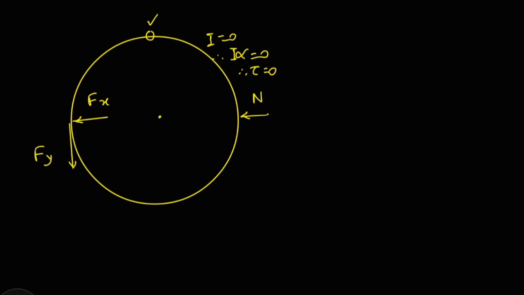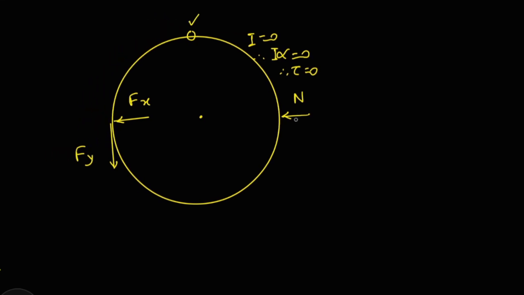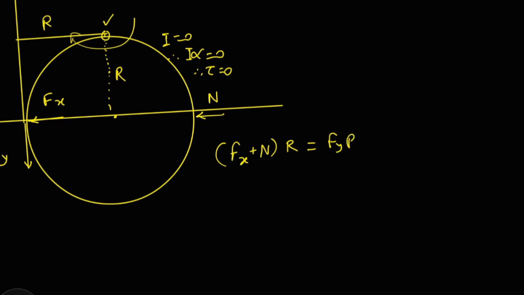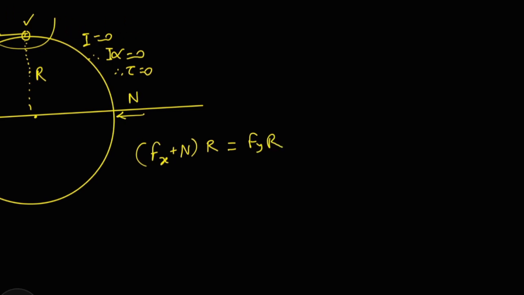So if we find torque about this hinge, then N and Fx, they are along this line, whose perpendicular distance from the hinge is r. So their torque will be Fx plus N into r, and this torque will be in this direction, and it will be balanced by the torque of Fy, and Fy is at a perpendicular distance of r, so its torque will be Fy into r. So these two torques must balance out. So this is the equation we have for the ring.